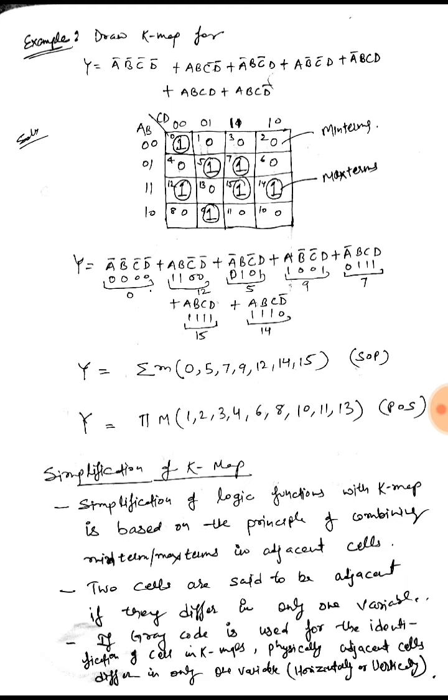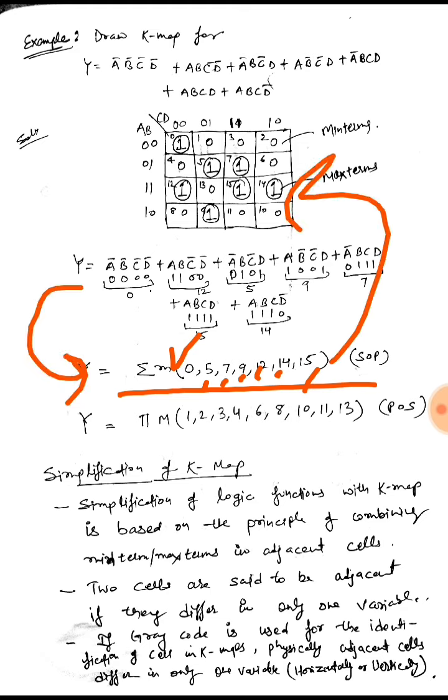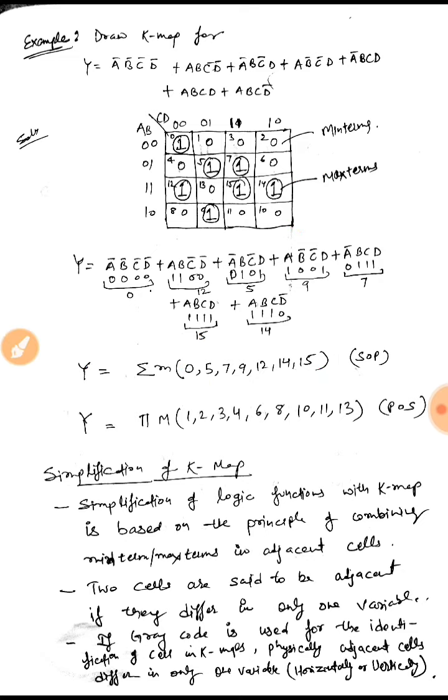I can also write it as the summation of the 0th max term, 5th, 7th, 9th, 12th, 14th, 15th. So this function can be represented as this, and the corresponding K-map is this. Similarly, if I need to draw the K-map using the product of sum form, that is in min terms, so if I have the function whose max terms are these, the remaining cells would represent the min terms.